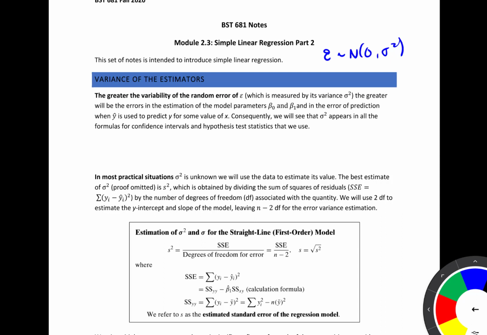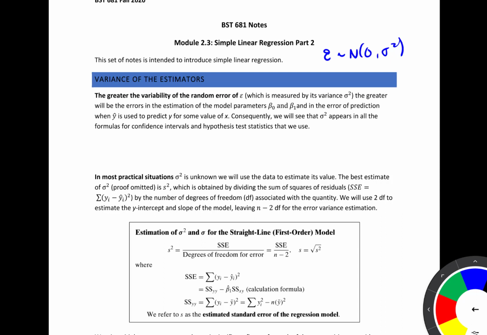The greater will be the errors in the estimation of the model parameters beta naught and beta 1, and in the error of prediction when y hat is used to predict y for some value of x. So in other words, if we think of the errors as being how much we deviate away from our line, what this is saying is the greater the variability in those errors, in other words, how far spread apart we are from the line, then of course we're going to have greater error in the estimation of not only our parameters, but any predictions we make using those lines.